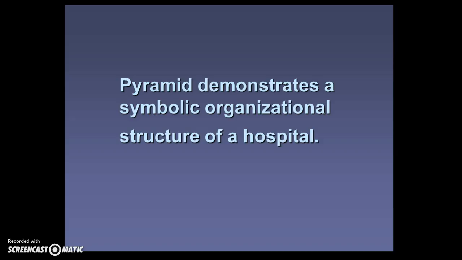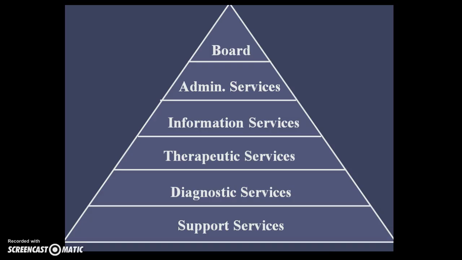Also, the pyramid demonstrates the symbolic organizational structure of a hospital. So here you can see at the top of the pyramid, you have your board. Those are the very top people. They make the very important decisions. Then your administration, they're right below them. Then informational, therapeutic, diagnostic, and support services.